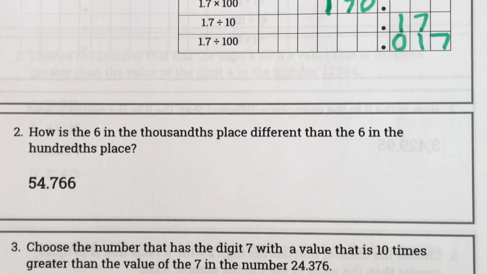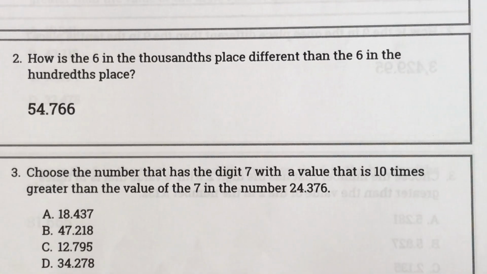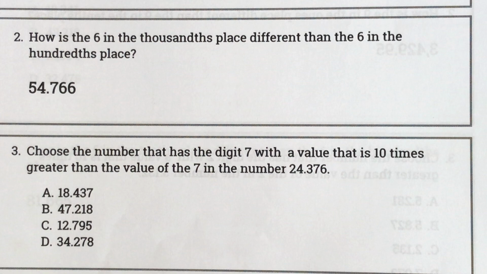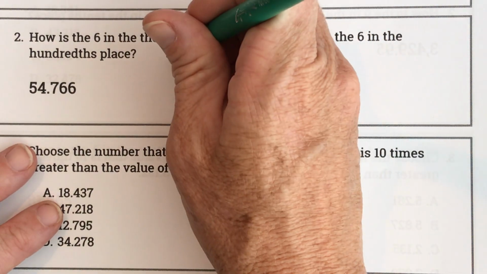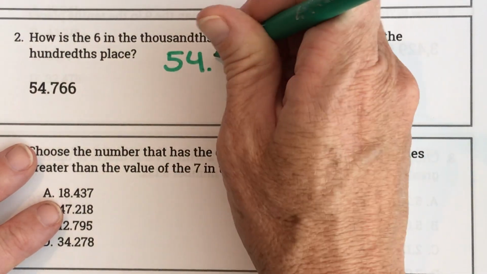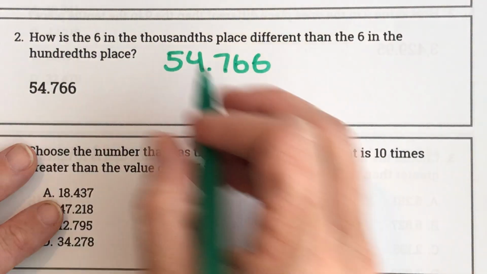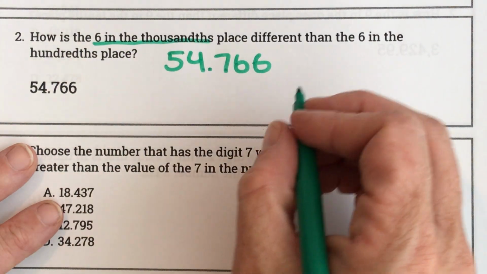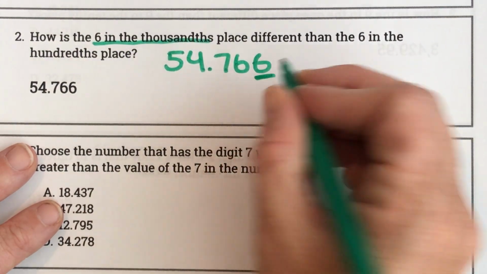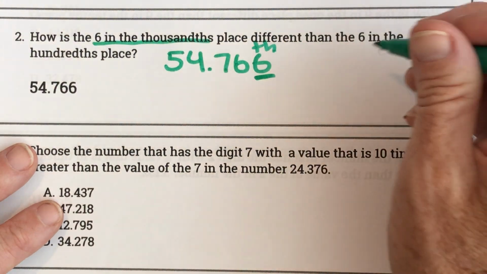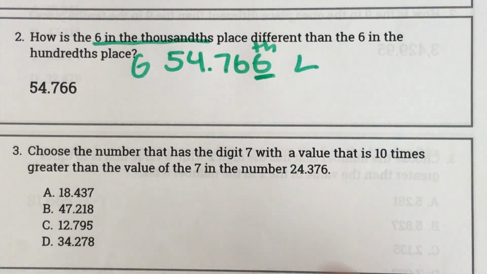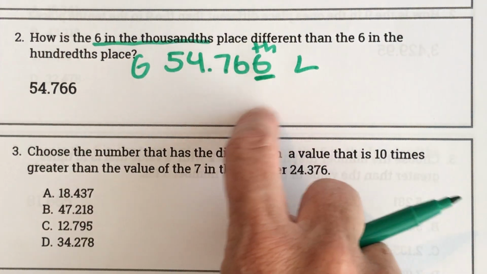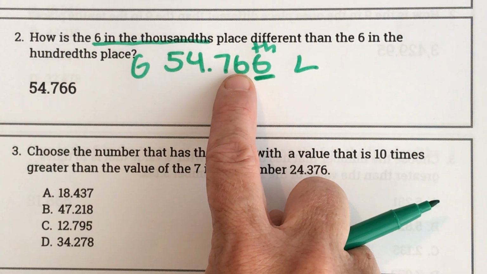Okay, let's look at number 2. Number 2 says, how is the 6 in the thousandths place different than the 6 in the hundredths place? Okay, so we could write it. I like to write my numbers so I can see them a little bit. So they're talking about the 6 in the thousandths place. So this is the one they want me to talk about. Well, remember it's greater over here and it's less over here. So they want to know, how is this one different than this one?